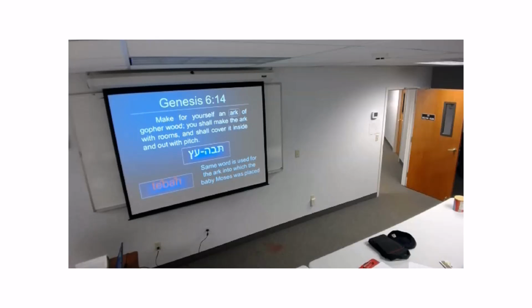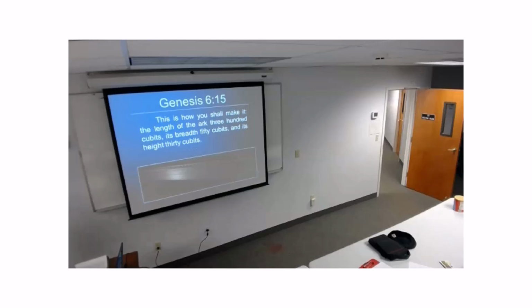Genesis verse 15. This is the precise dimensions of the ark. So you have a picture here of what it could have looked like. 300 cubits. A cubit is about 1.5 feet. So you can just multiply by 1.5 to get the feet equivalent of this. And it's very huge. But this is what God had asked Noah to build.